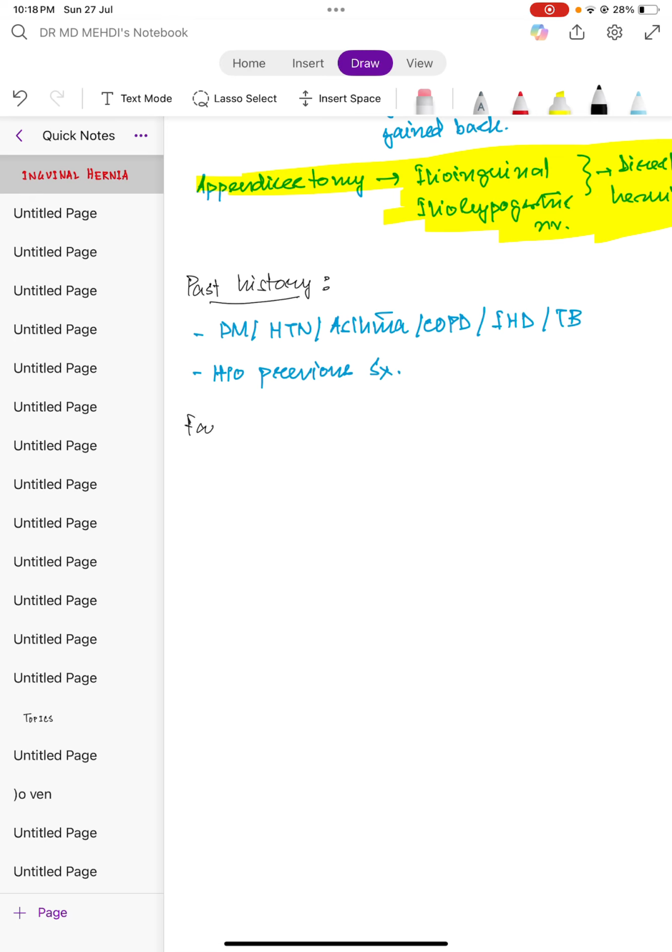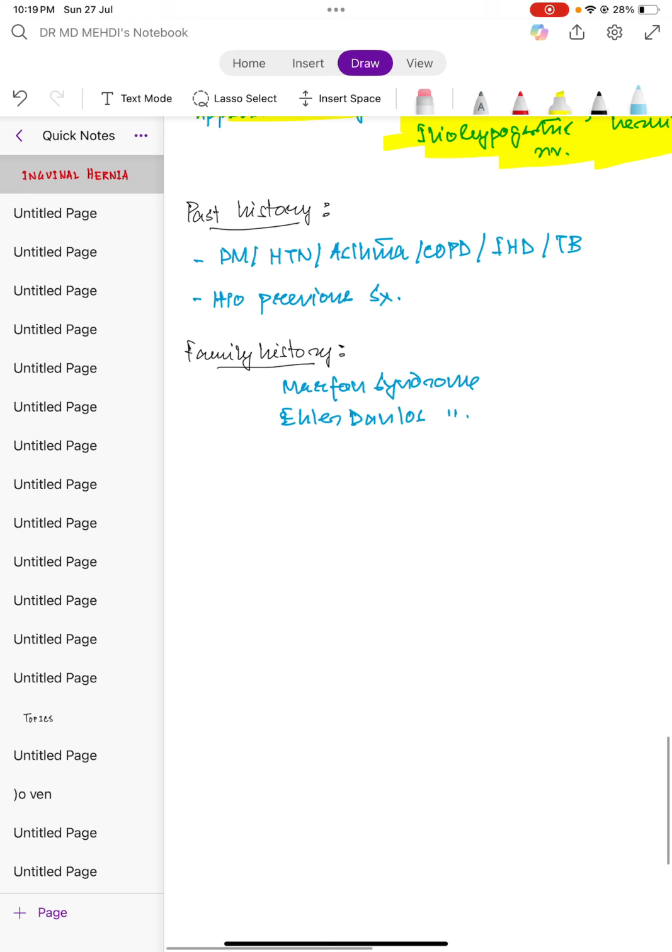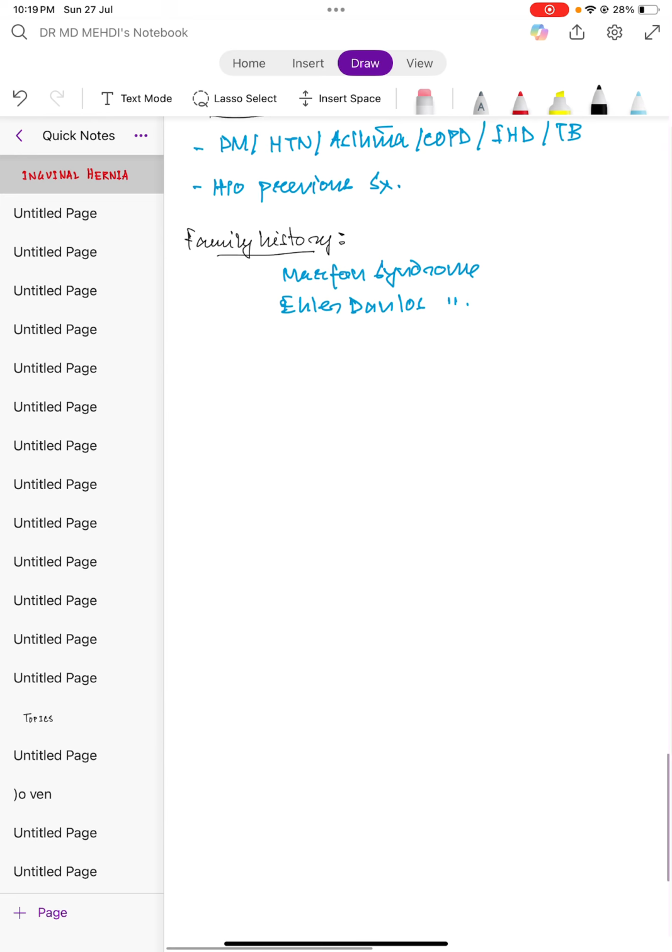Now we have to go to family history. Now why is family history important? Family history is very important because hernia is a defect in the muscle or a defect in the connective tissue. So there are many diseases which are transmitted as familial diseases, like connective tissue disorders. Some examples are Marfan syndrome and Ehlers-Danlos syndrome. We have to take this history, whether any member in the family is having such a hernia or not.